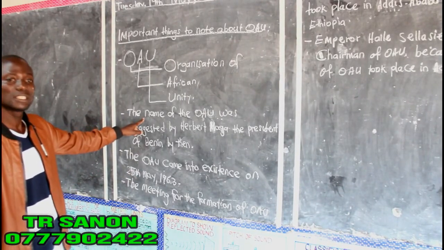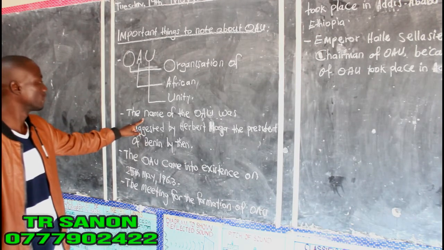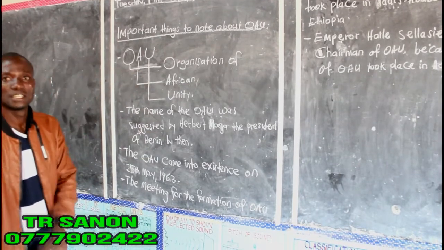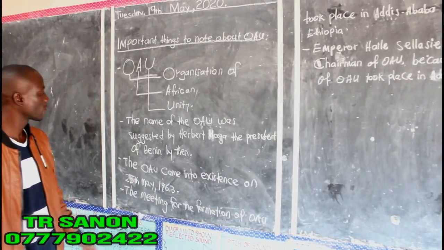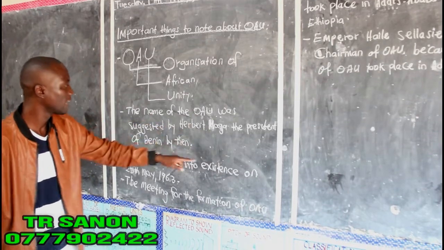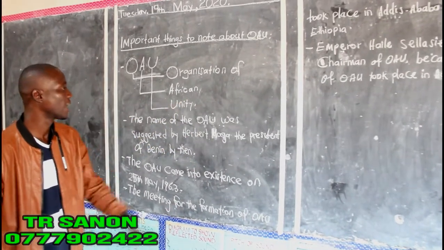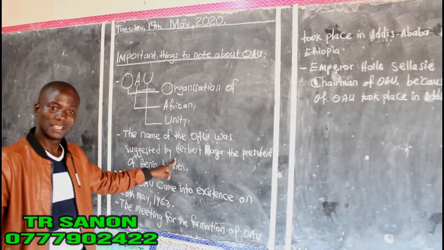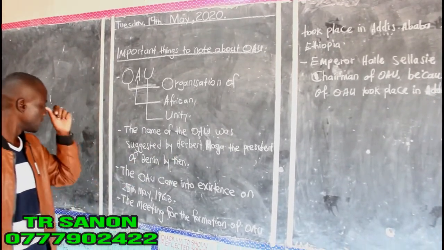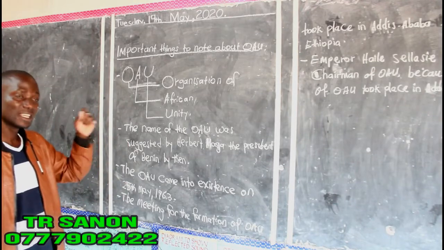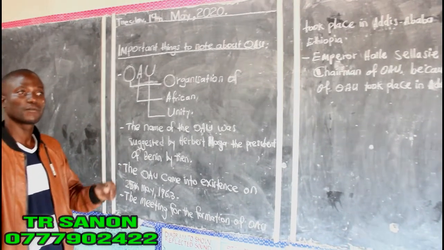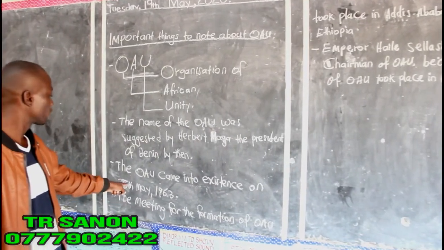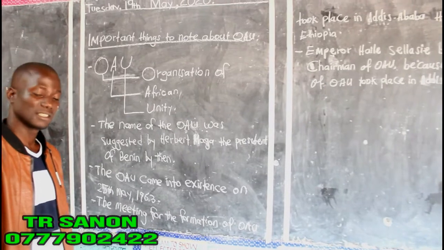The other point, like I said before, that I want to take a note of: the name of OAU was suggested by the African leader then called Herbert Mugg. The name is Herbert Mugg, and he was the president of Benin by then. Take a note of that as well. The other one is the date of its formation, the date for it to start functioning as a continental body: it was on 25th May 1963.